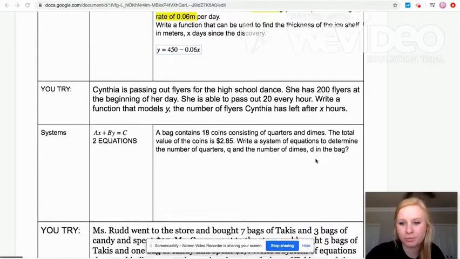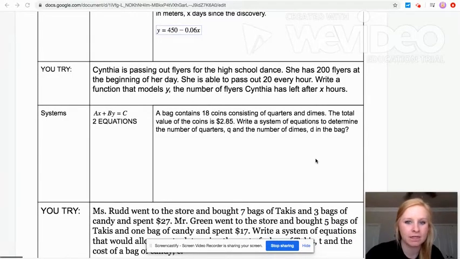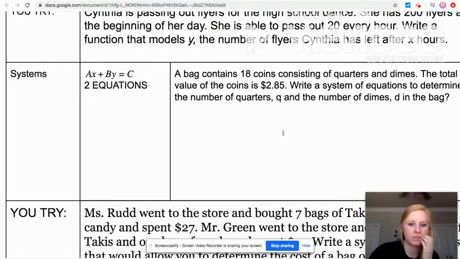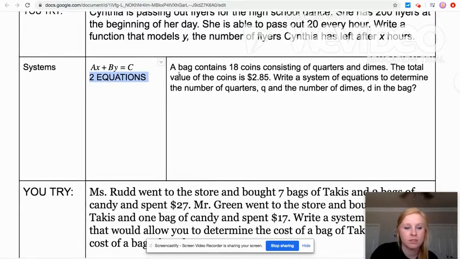If so, we're going to move on to our very next type of equation. So the very next thing we talked about in class was systems of equations. So systems, there's actually a lot of different ways we can write these, but what we know about a system is it is 2 or more equations. 2 or more equations, okay? So let's read this together.